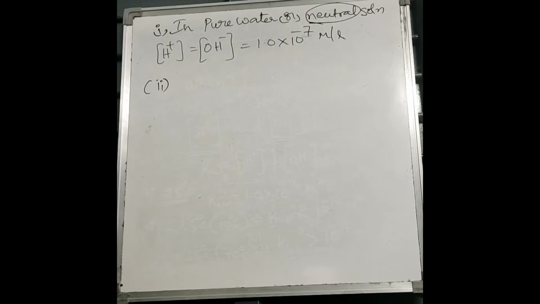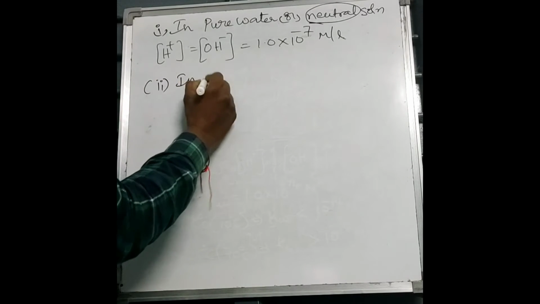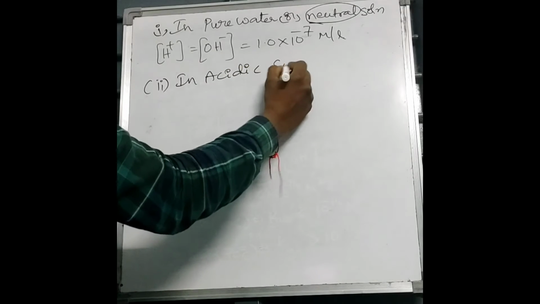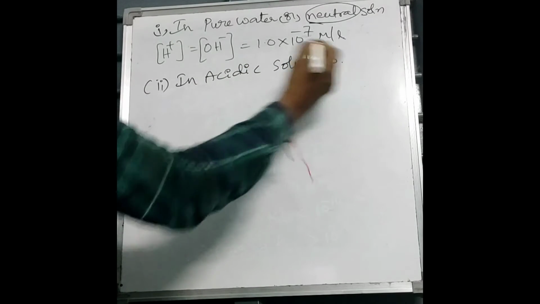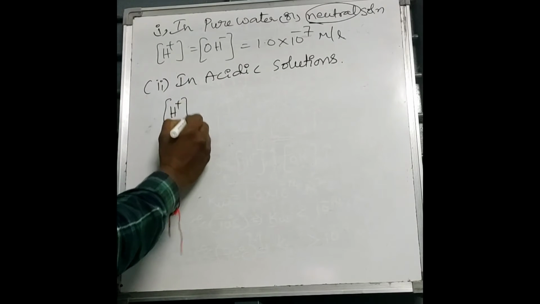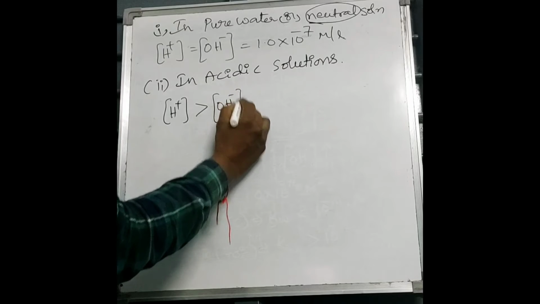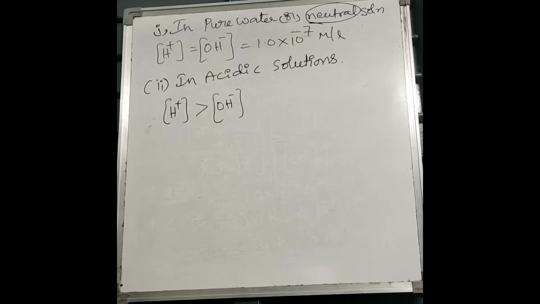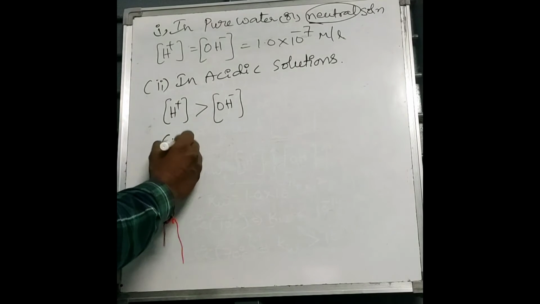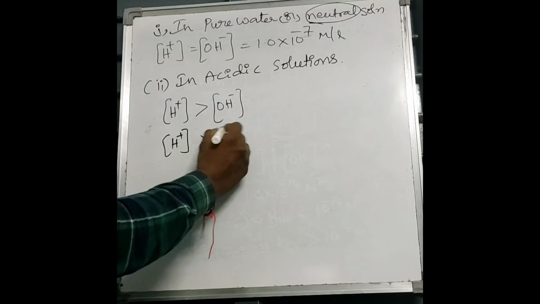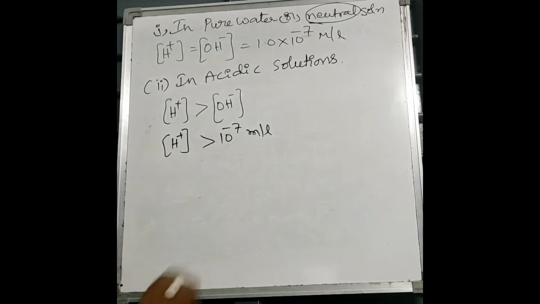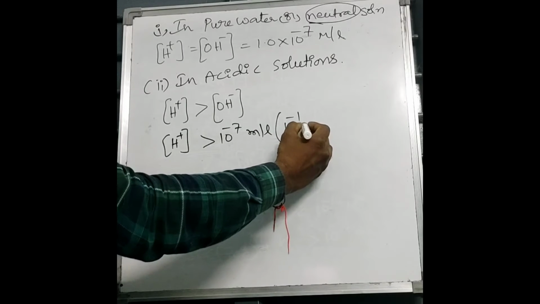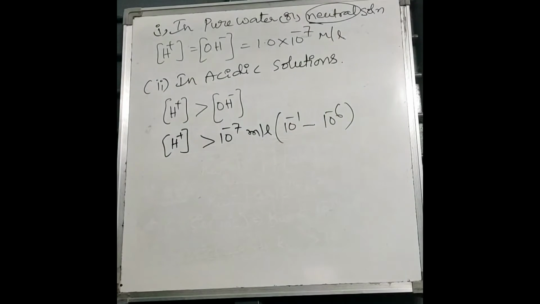Case 2. In acidic solutions, H plus ion concentration is more than that of OH minus ion concentration. The nature of the solution is acidic. This means H plus ion concentration is greater than 10 power minus 7 moles per liter. This indicates 10 power minus 1 to 10 power minus 6 molar.